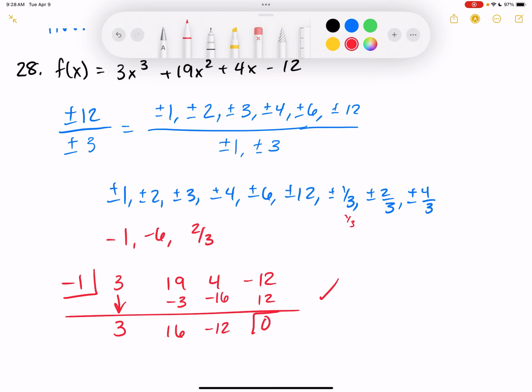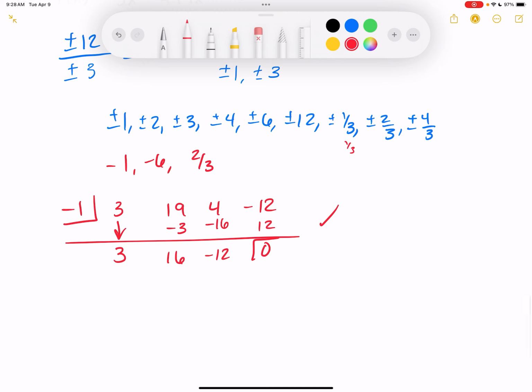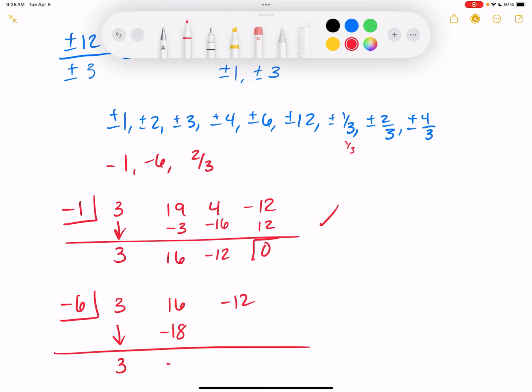Now, like I said, you can keep working down. You can use your original numbers every time. Doesn't really matter. But I like to just use the simplified version. It makes life easier. So 3, 16, negative 12. Bring down the 3. 3 times negative 6 is negative 18. Plus 16 is negative 2. Times negative 6 is positive 12. And that gives us a 0 there.